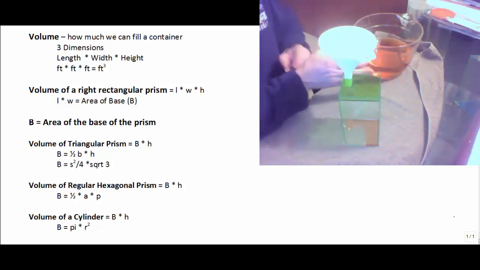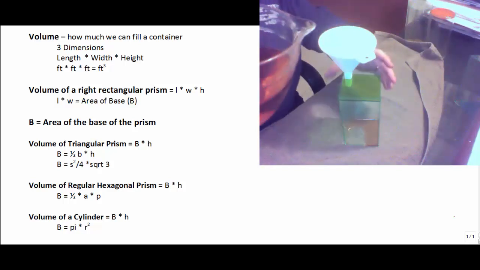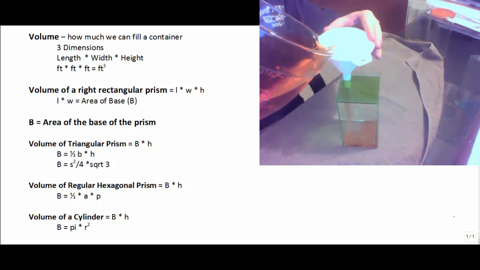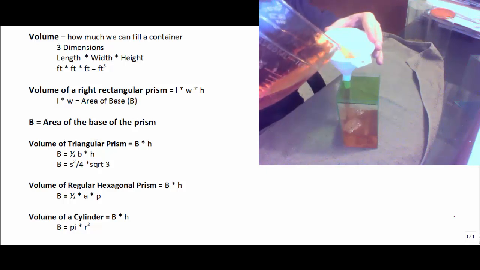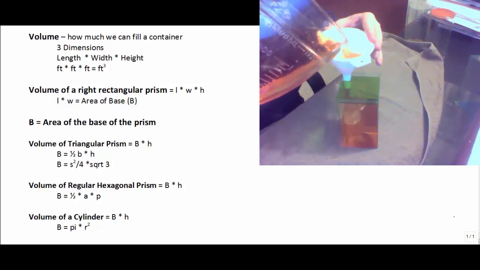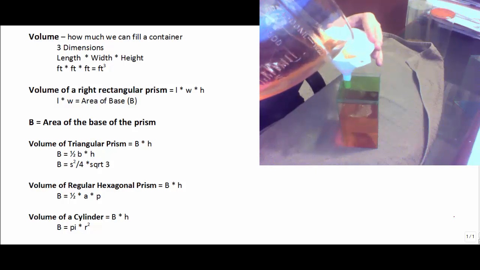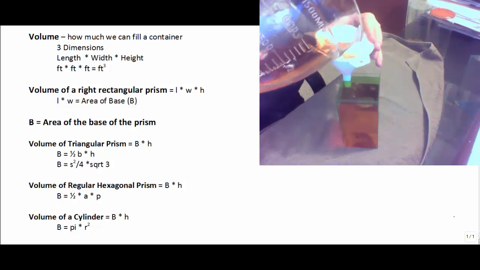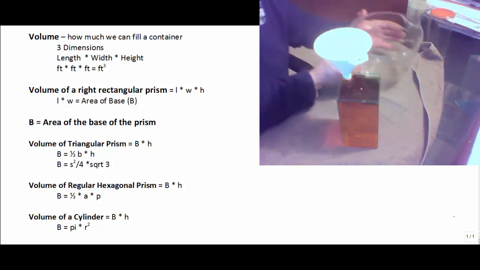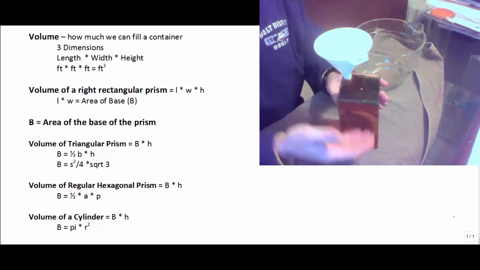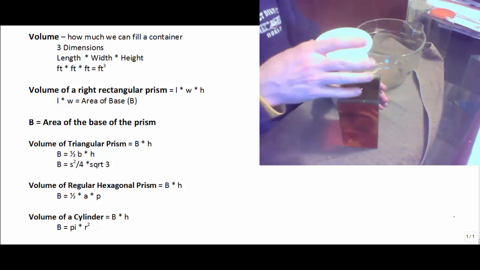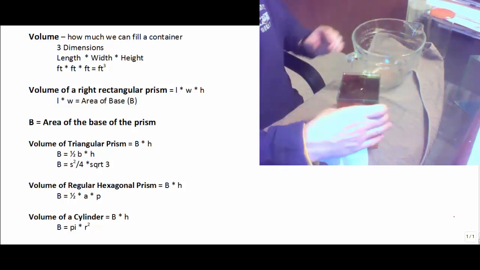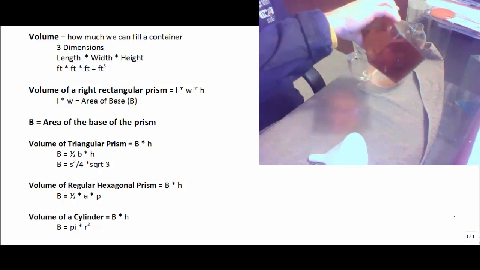But then I would take more length times width, and I would stack them on each other. Length times width, length times width, and stack, stack, stack. And that fills my container with a particular volume of liquid. So length times width times height is the volume of my prism. But that works for any prism whatsoever.